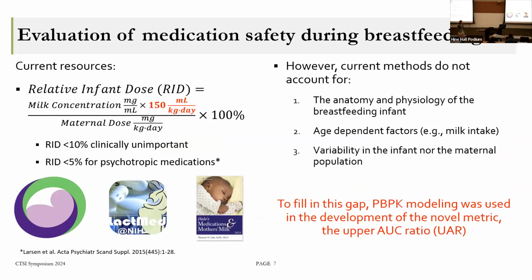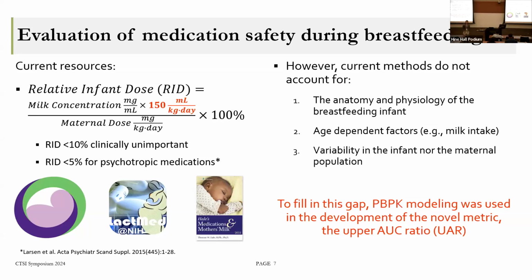In terms of resources, Almika mentioned one of them, which was the relative infant dose, or the RID. That's broken down in a bit more detail here. On the numerator, we have the milk concentration that the infant would consume from the breast milk, as well as a standard volume of milk intake that they'd receive. People say 150 as a pretty arbitrary number. And you divide that value by a maternal dose, which is typically the dose that the mom receives for therapeutic effect.